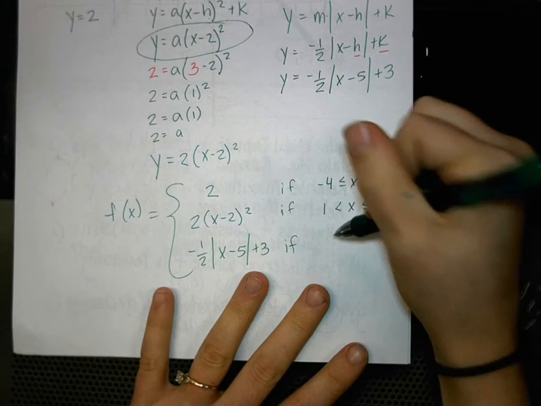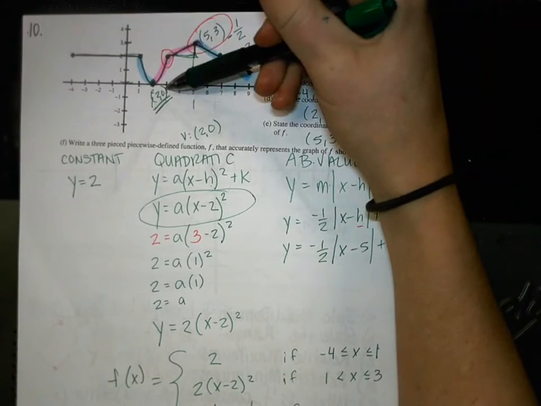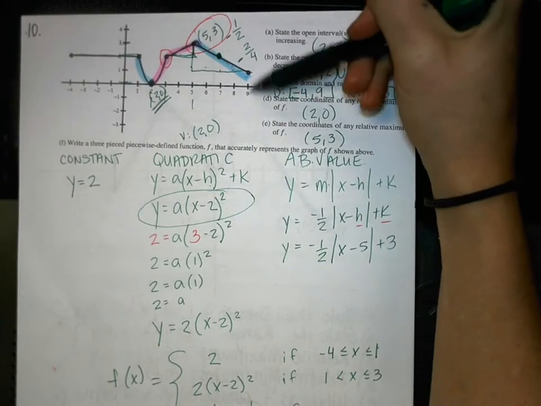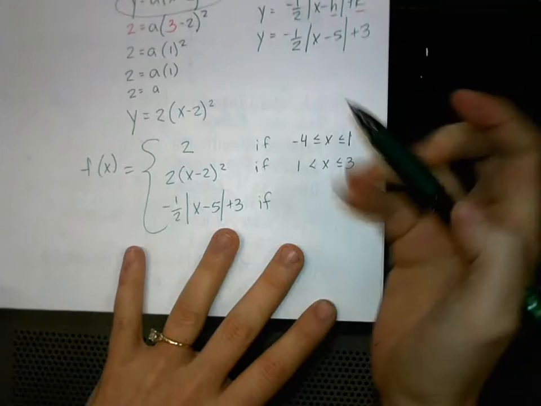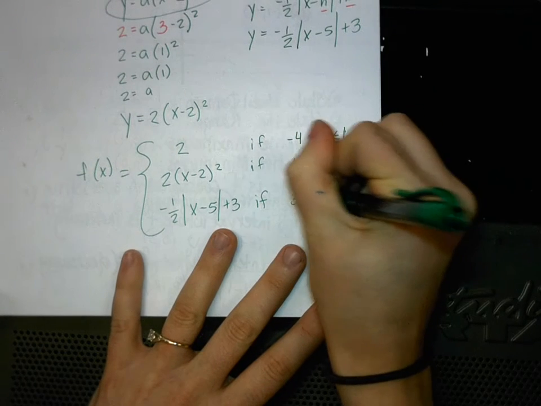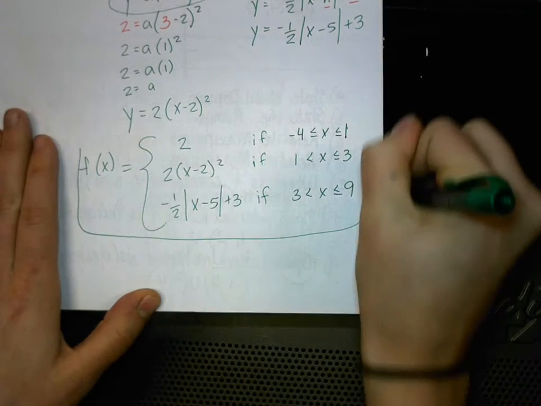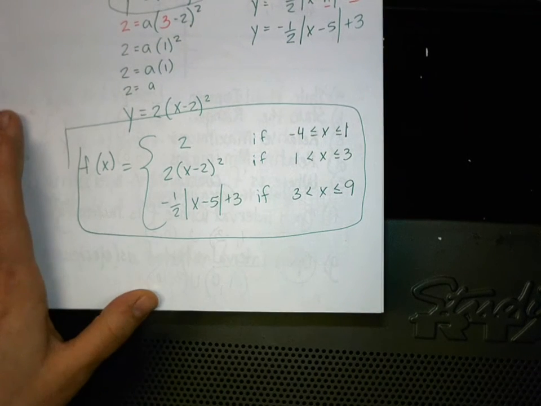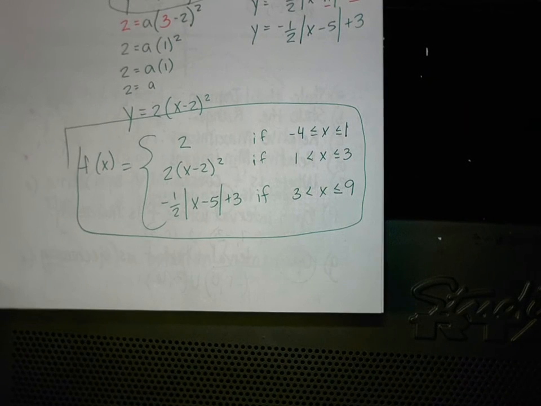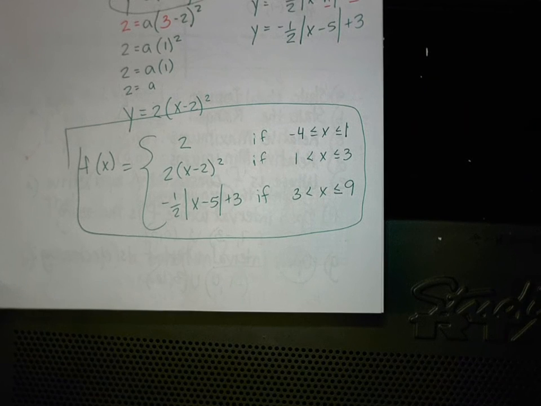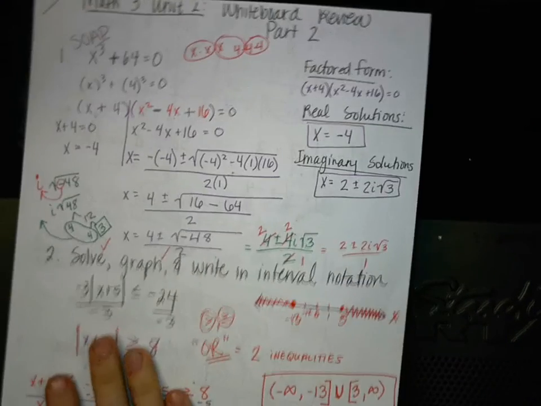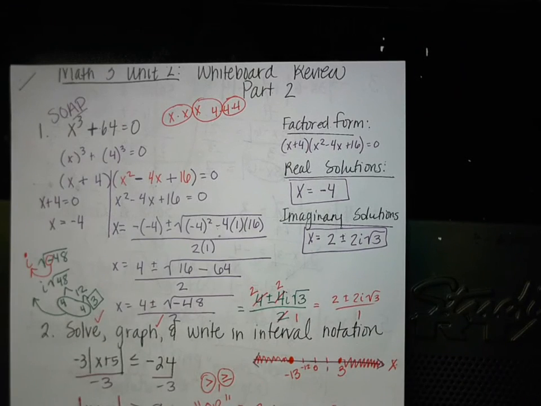And the last one, my absolute value function goes from x equals 3 to x equals 9, so all the way across. So 3 is less than x, which is less than or equal to 9. And that is your piecewise function. Remember, that's extra credit on your test. So that completes Math 3 Unit 2, Whiteboard Review Part 2.